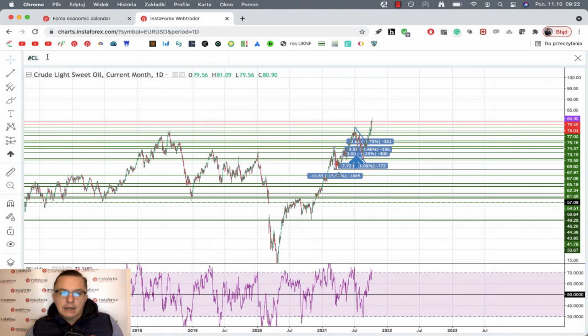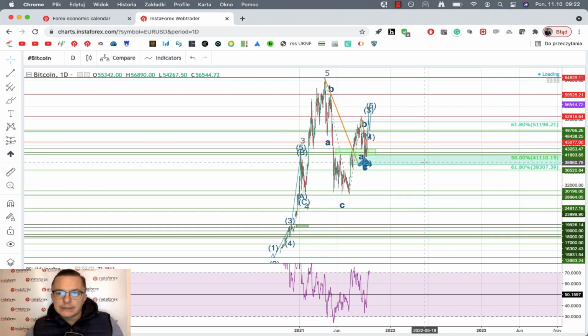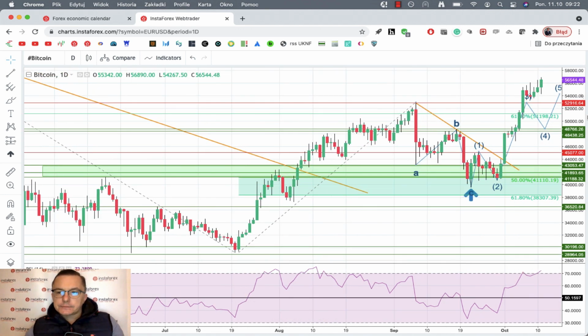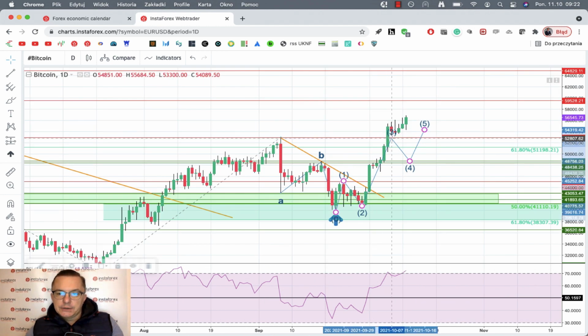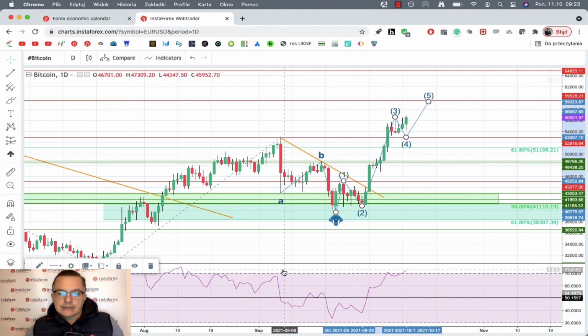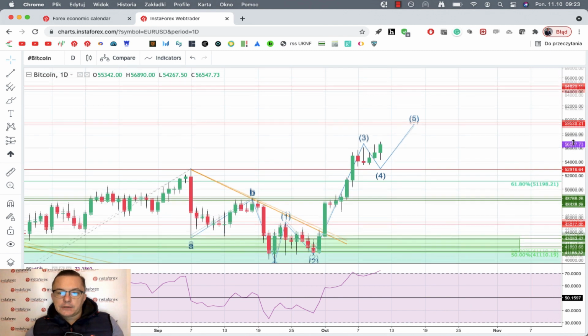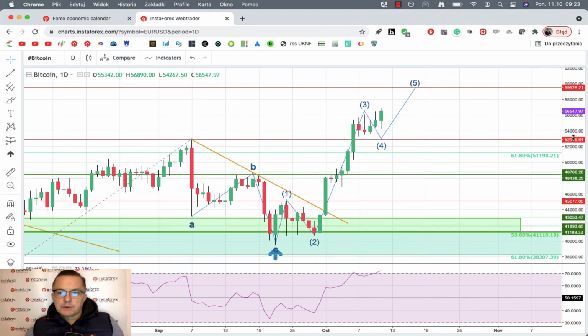We are going higher. And last but not least, let's take a look at crypto. What is Bitcoin doing? What is going on with Bitcoin? As we can see, Bitcoin is going up as expected. Nothing new here. The question is whether wave 3 had been completed and wave 4 was done. That's the question for the correct count of the Elliott wave progression.